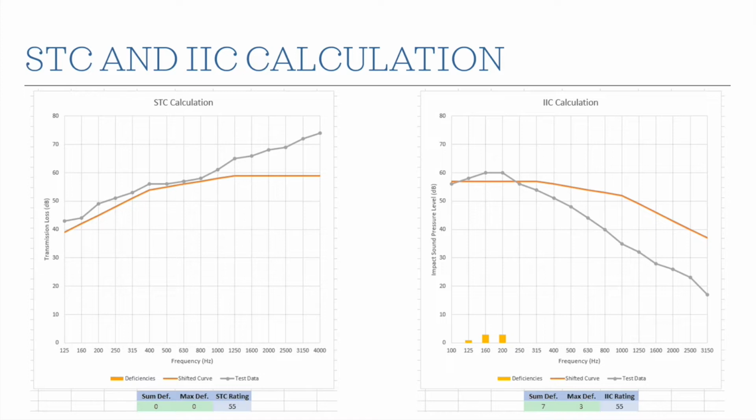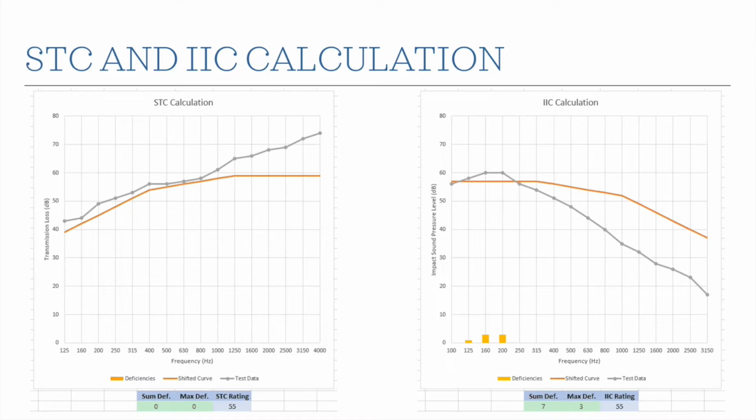So basically, we shift this orange curve up and down, and we look at the differences between that curve and the measured values, the gray line. For the STC calculation, higher transmission loss values are better, right? Because it's more noise reduction, and we want more noise reduction. So anything that's below the orange line, we call a deficiency. And really all that means is that it's just less than this curve. You can see in this animation on the left, as we raise the curve up, on the bottom we get these little bars, and those are the deficiencies.